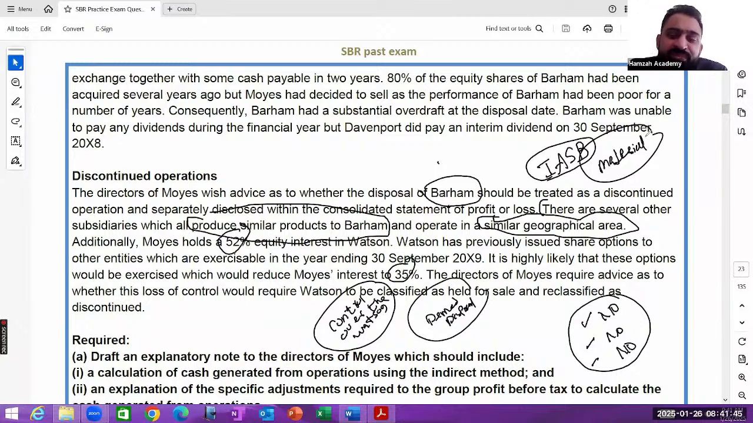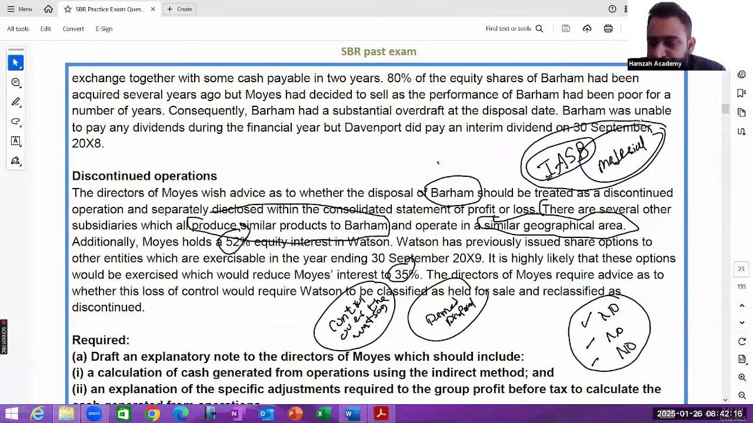So IASB suggests, okay, the IFRS 5 criteria are not fulfilled, but you should treat it as a held for sale asset or held for sale company, because losing the control is a material event. So for fulfilling that requirement, we can treat it as held for sale. But according to IFRS 5, it is not held for sale.